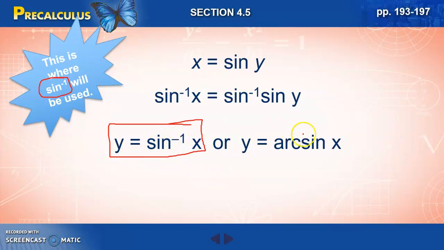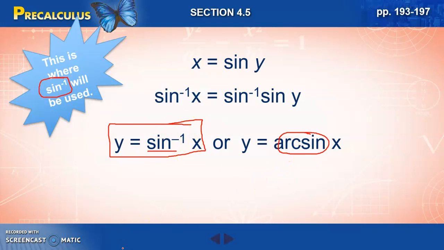Or maybe your calculator doesn't have that sine to the -1. It has this button instead. These are the same thing. Inverse of sine or arcsine. Those are the same thing. So depending on what your calculator has, you may see one button or the other.